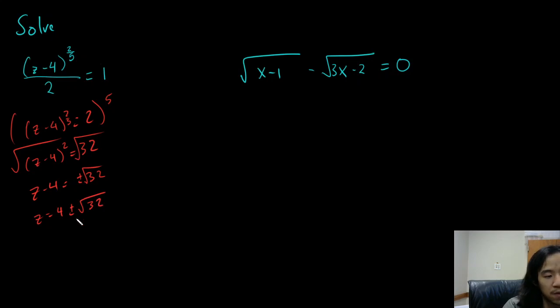And let's go ahead and simplify the square root of 32. So let's do 16 and 2. 16 is 4 times 4. So I can do z is equal to 4 plus or minus 4 root 2. And there is my answer.